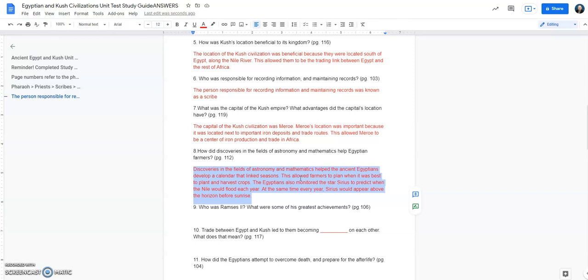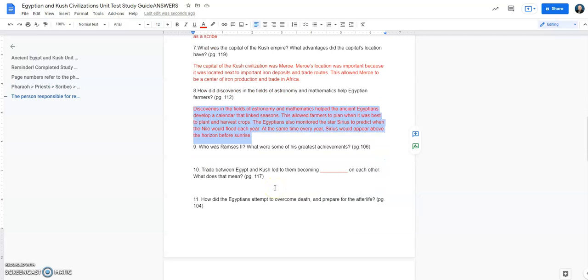So not only that, the Egyptians would monitor the stars. They would look up in the sky and they would say, okay, when this particular star Sirius is in this particular location in the sky, we know that the Nile River is going to flood, and then we can prepare. So they would use astronomy and mathematics not only to create a calendar so that they knew when to plant and when to harvest the food, but they would also use the stars and the location of the stars in the sky to let them know when the Nile was going to flood. So pretty interesting.